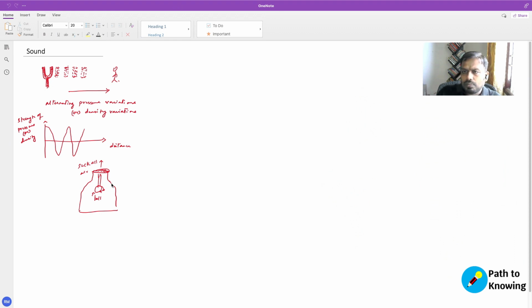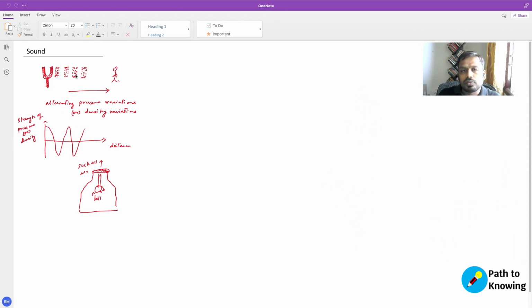Now that we have seen that sound is a wave, why do we call it a sound wave? Because the alternating pressure variations, when plotted on a graph against distance, show up like a wave.